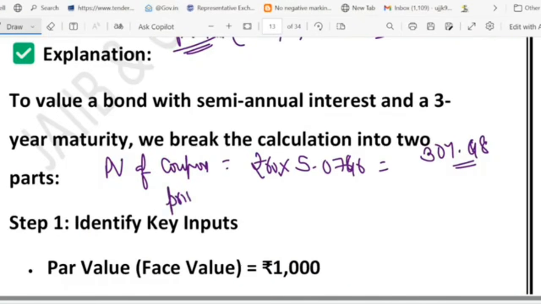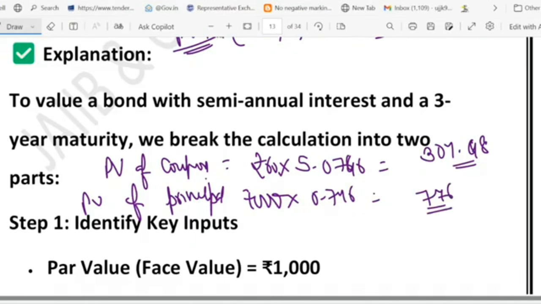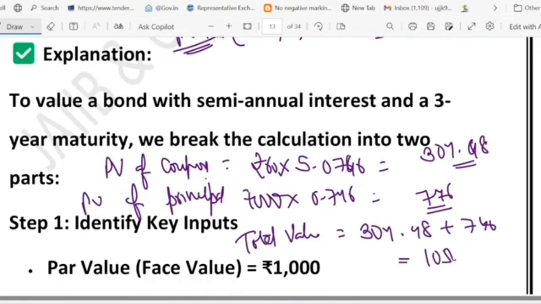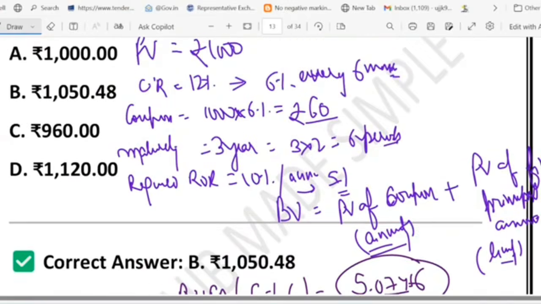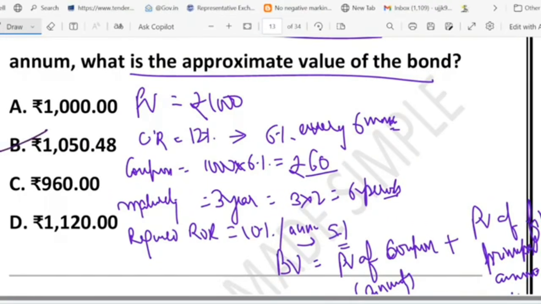And what is the PV value of the principal? That is nothing but 1000 rupees multiplied by 0.746, which is nothing but 746 rupees. So the total value of the bond will be the sum of these two, which is 304.48 plus 746. If we add both of them, we will get 1050.48. Right.